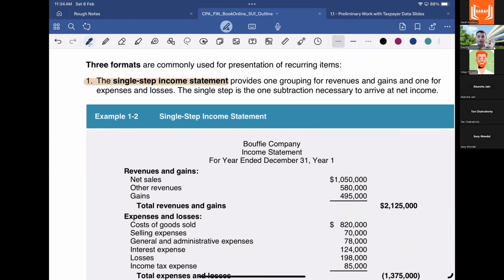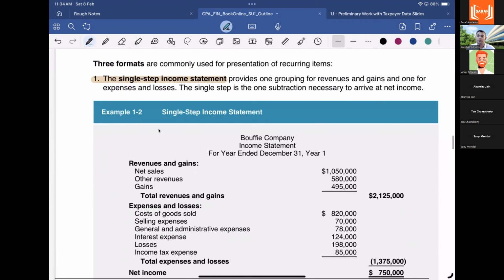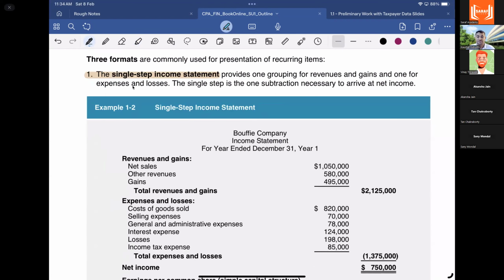Now the single step format, right? So it provides one grouping for revenues and gains, and one for expenses and losses.